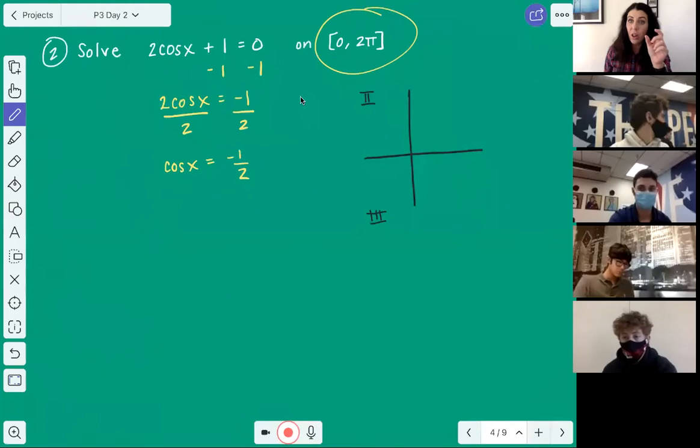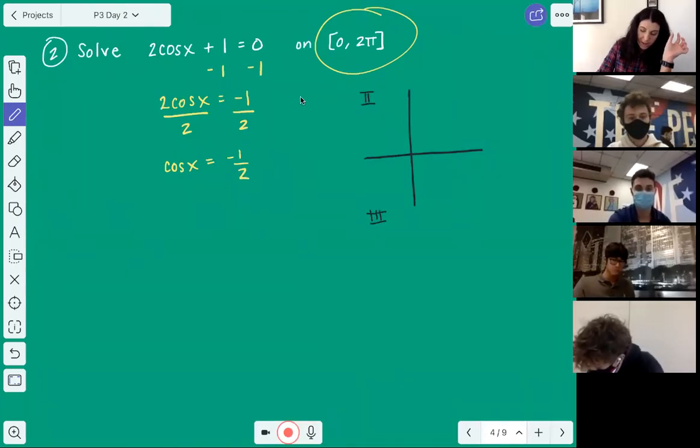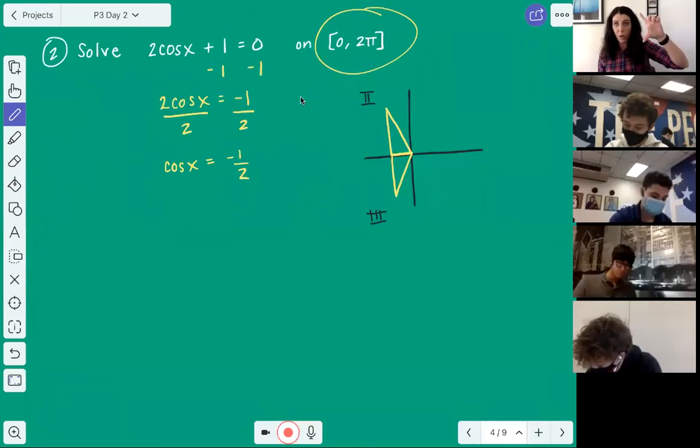So on our triangle, we want the x to be small. 1/2 is that small value. So when I'm drawing that triangle, I'm going to have a small x and a tall y in that second quadrant, or I'm going to have a small x and a tall y in the third quadrant. These are the two angles I'm dealing with, the ones that have the small x and the tall y.